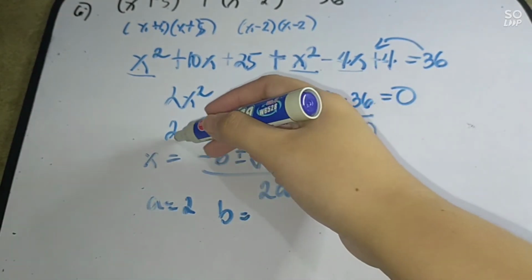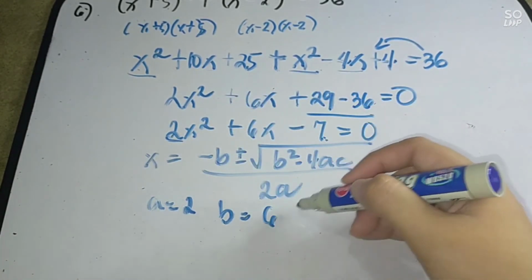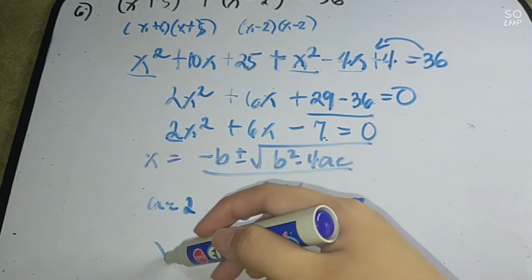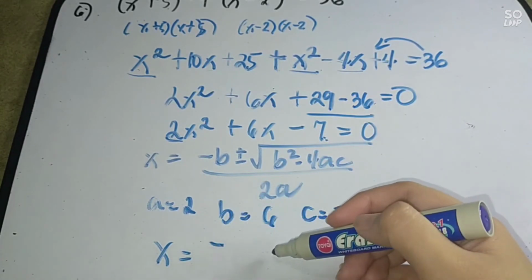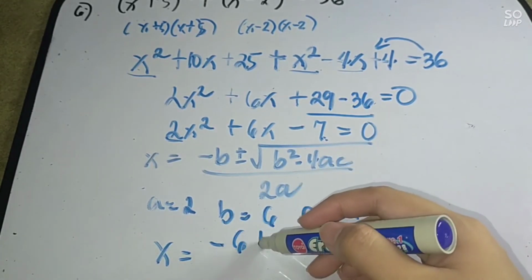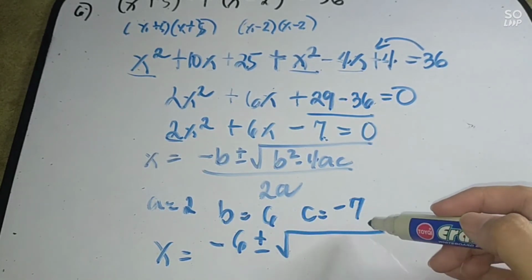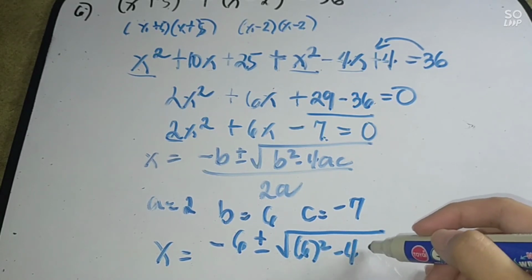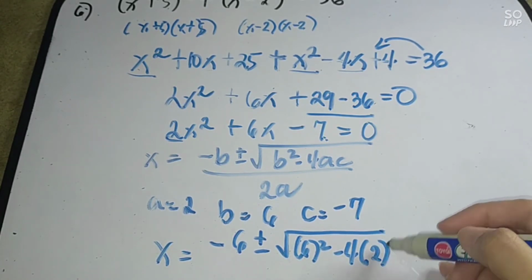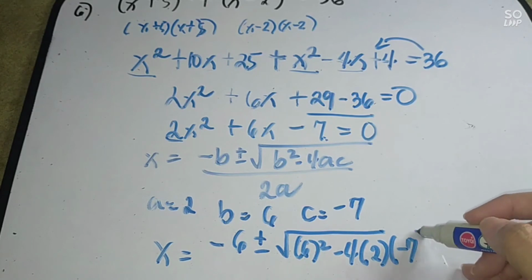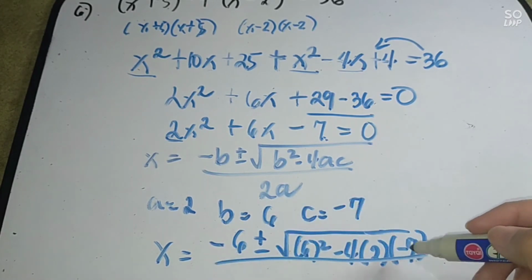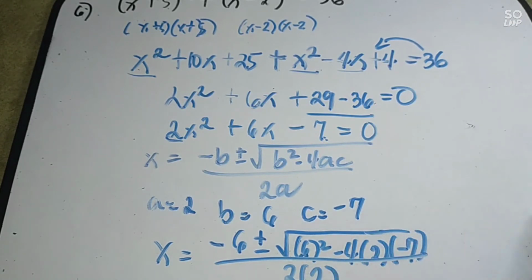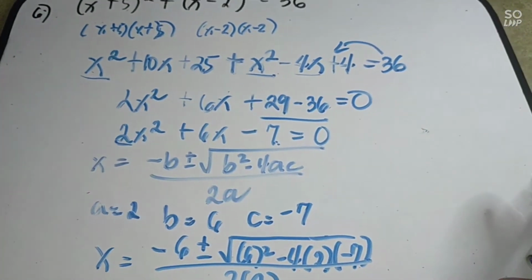Ang b natin is 6. Ang c natin is negative 7. We are going to substitute. X is equals to negative. Ang b natin is 6, so it becomes 6. Positive and negative, square root of. Your b here is 6 ulit. 6 squared minus 4 times ang a mo is 2. Ang c mo is negative 7. Then, all over 2 times ang a mo is 2. Ayan na. Then, simplify natin.